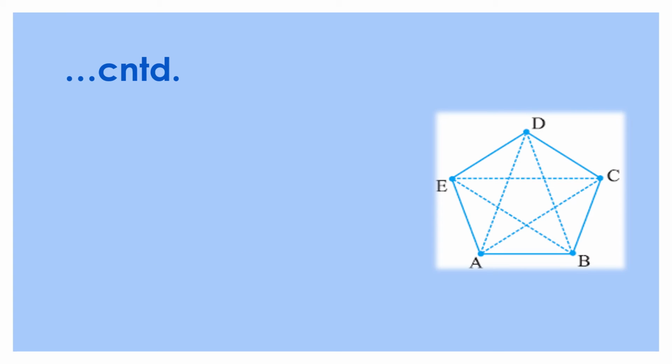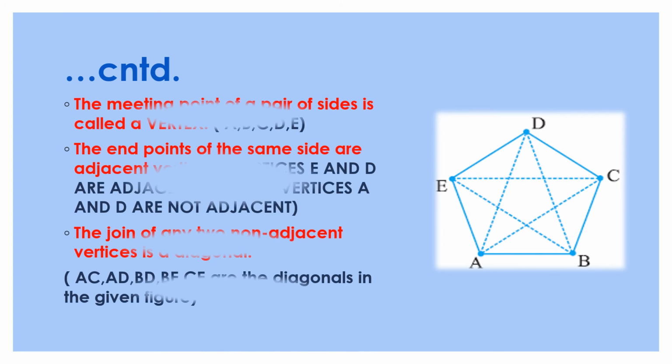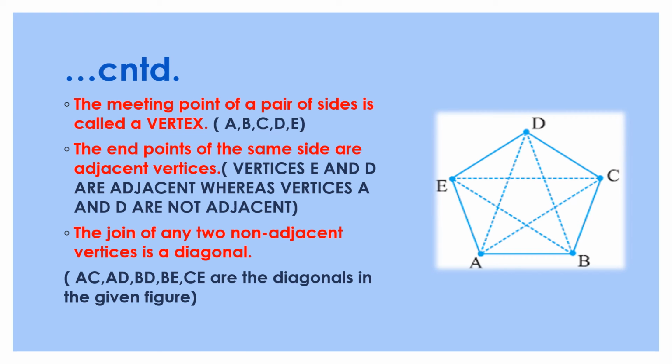Now if we continue with this, the meeting point of a pair of sides, like EA and BA, meet at the point A. So A is called the vertex. AB and CB meet at the point B. So B is called the vertex. And the endpoints of the same side are called adjacent vertices.